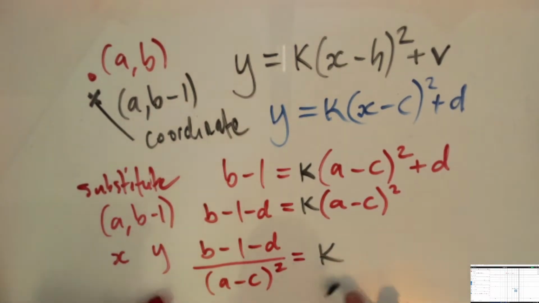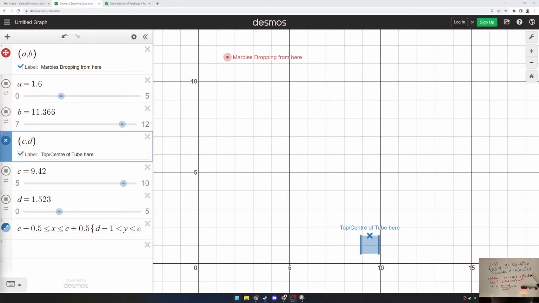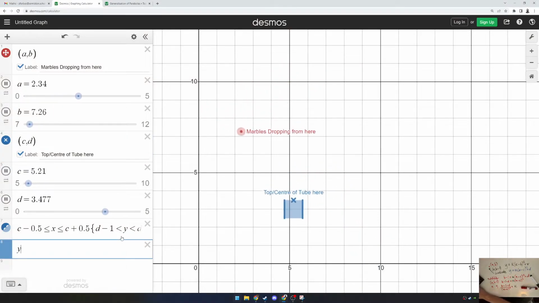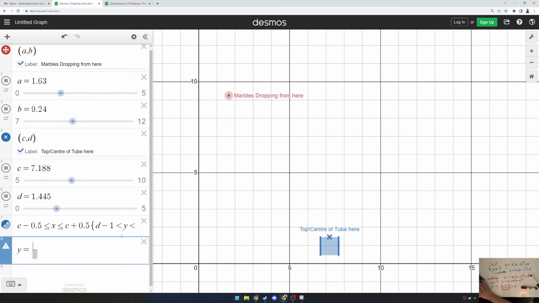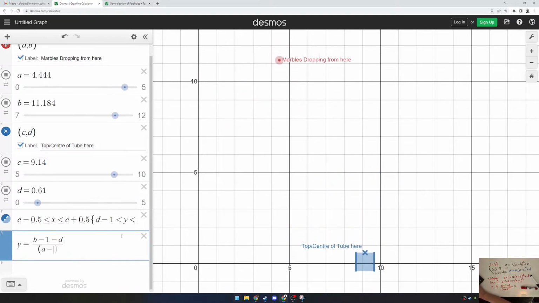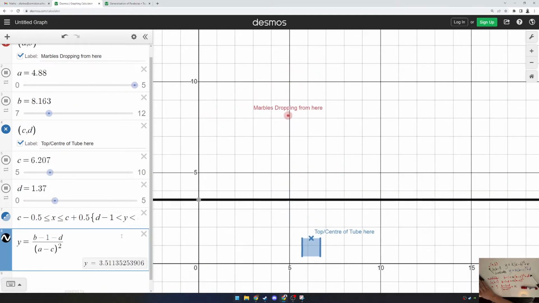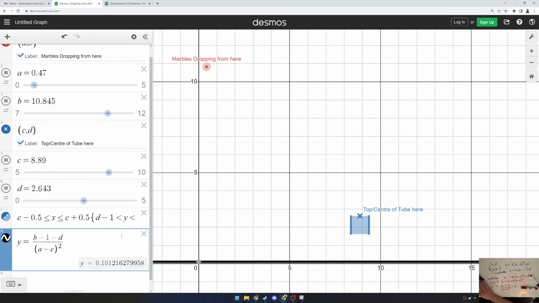Now, I have my scale factor, so let's go back and substitute that in what we know so far and see if it works. So everything's moving chaotically, but that's all good. Y equals, right, and now I've got to substitute that k value in, so I'm going to start off with a fraction. On the top I had b minus 1 minus d. On the bottom, I had bracket a minus c all squared. Notice it's moving now. Oh, we're getting something. But now we need to make it that parabola.